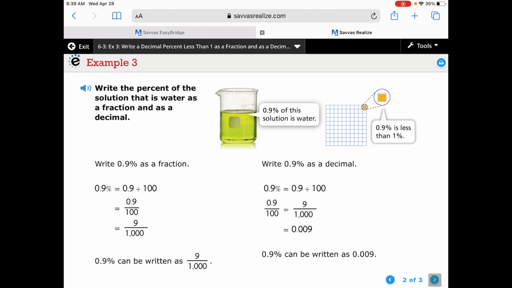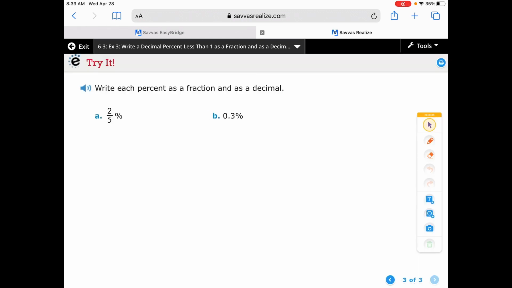As a percent, as a fraction, as a decimal, we have what was shown here on the right, but in class I showed you that you can simply take that decimal and slide it twice to the left, which will eliminate a lot more steps. So our 0.9% as a decimal is 0.009. All right, so let's take a look at this one.